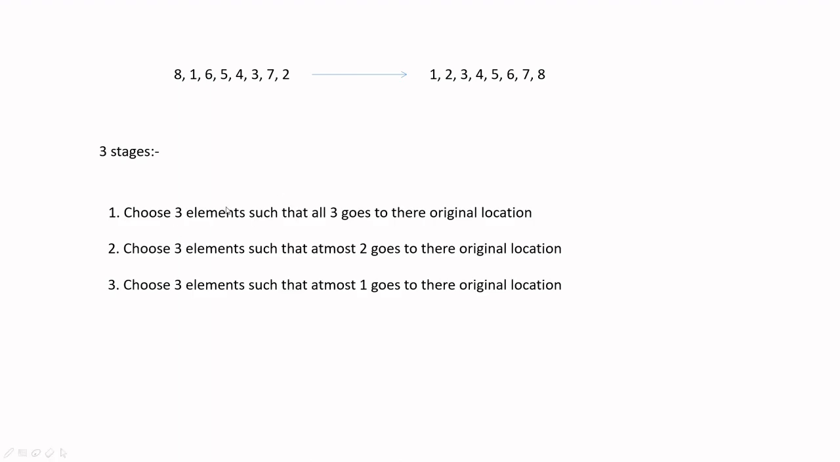I'll explain this with another example. Let's take 8, 1, 6, 5, 4, 3, 7, 2, and we have to sort this to 1, 2, 3, 4, 5, 6, 7, 8. We are going to do this in three stages. In the first stage, we choose three elements such that all three will go to their original position on performing the operation. In the second stage, we choose three elements such that two of them will go to their original position, and in the third stage, we try to move at least one element to its original position.